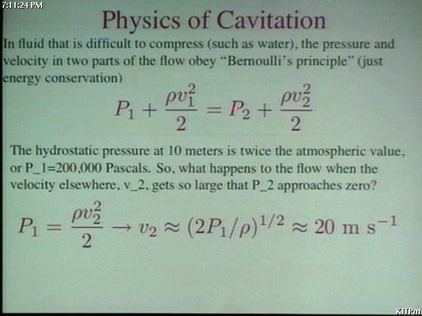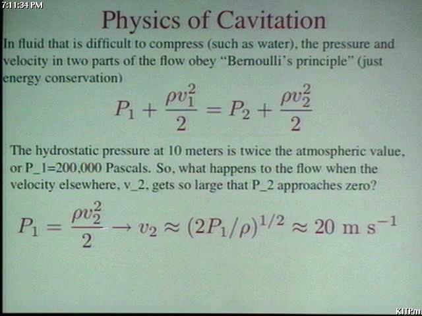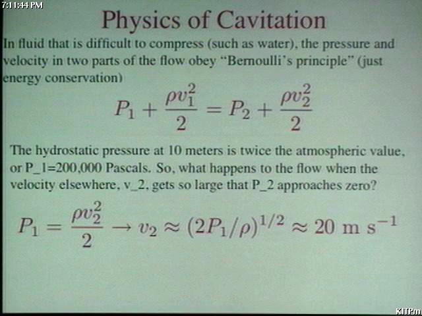Okay? So what if the velocity is so high that roughly this pressure goes to zero in the flow? Well, I can calculate what velocity I need for that. That's just given by the pressure I'm at, which depends on the depth, and the density of water, which is just a number. That's 20 meters per second. So if I start moving something at 20 meters per second, I have the chance that I'll cavitate.